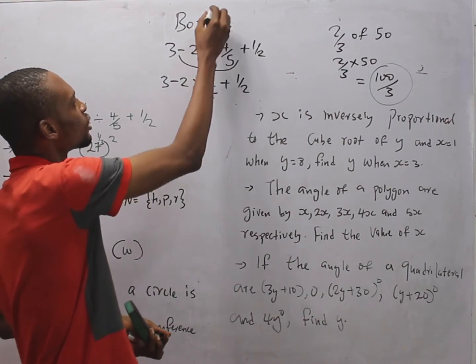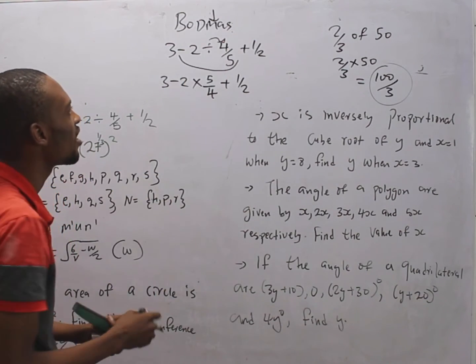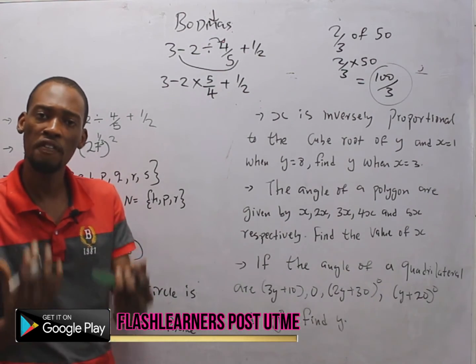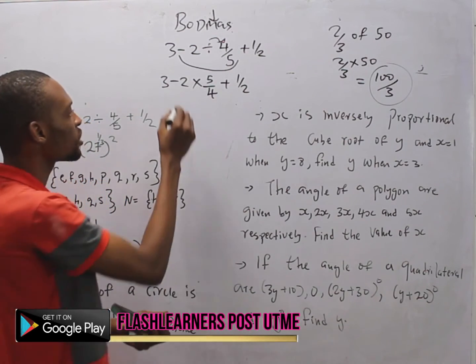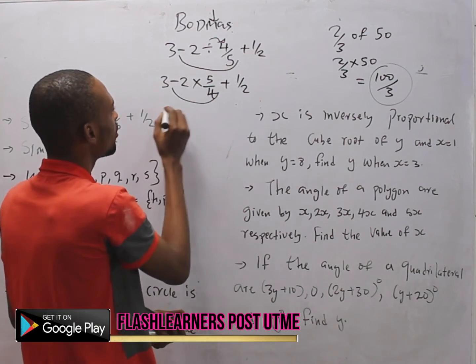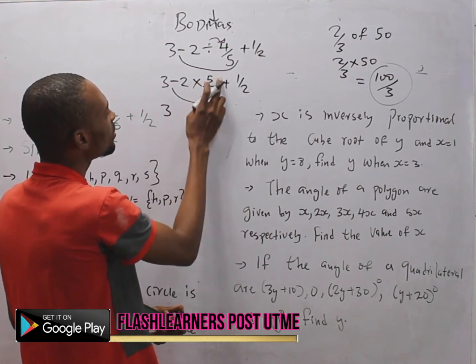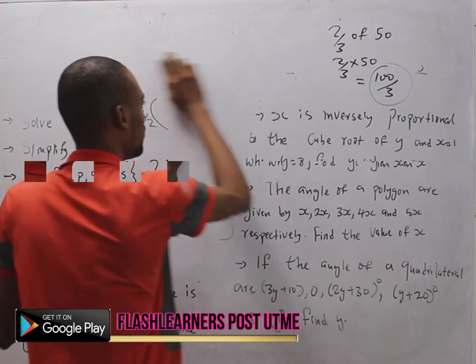Now, what next? Multiplication. BODMAS says, after division, solve multiplication. So multiplication is here and here. This is here. Minus 2 times 5 is minus 10.